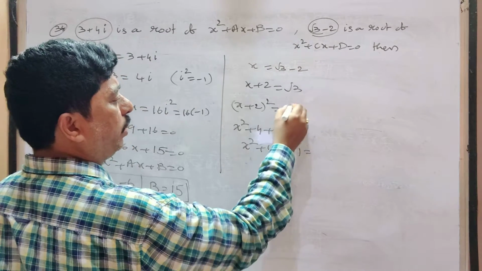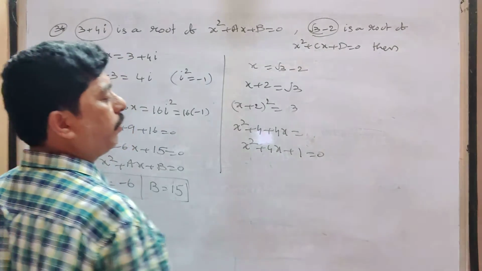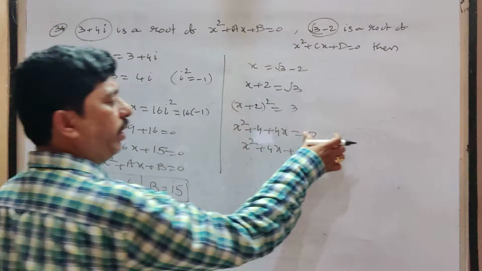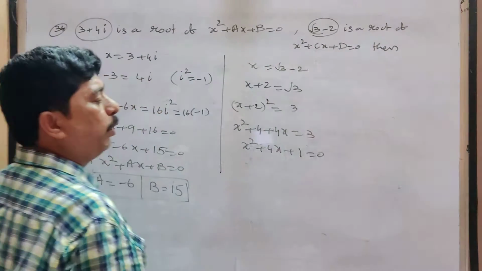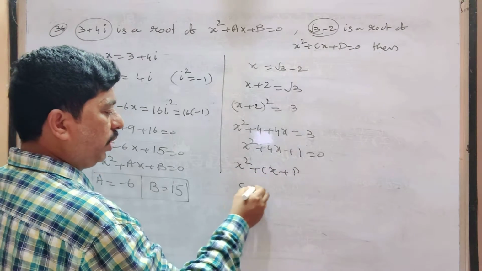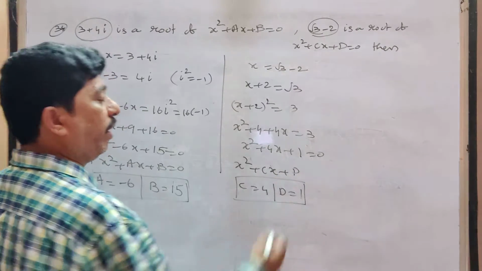Root 3 whole square is 3. 3 taking left hand side, 4 minus 3 equal to 1 we get. But this is given x square plus cx plus d. So c value is 4, d value is 1.